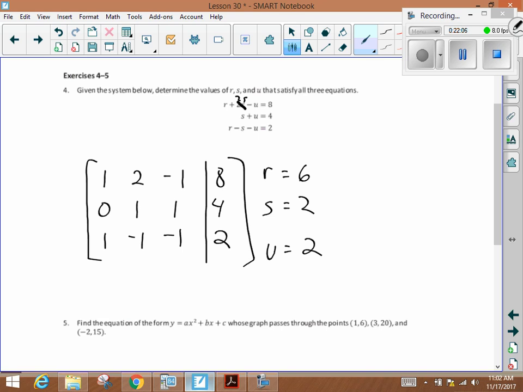And we leave it like this because we don't want to put X, Y, and Z, because that is specifically referring to coordinates within three-dimensional space.